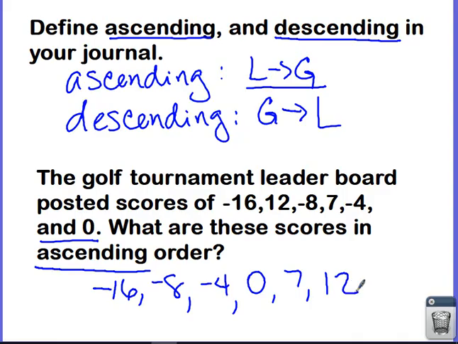And then one last question about the golf question. Who won the tournament? Well, in golf, the low score wins. So the person that got the minus 16 or the negative 16, they're the ones that won the tournament.